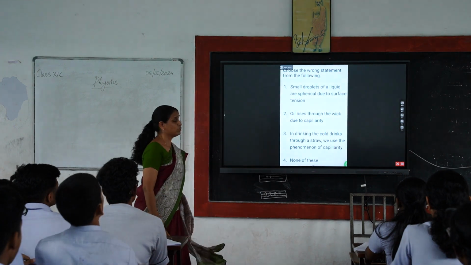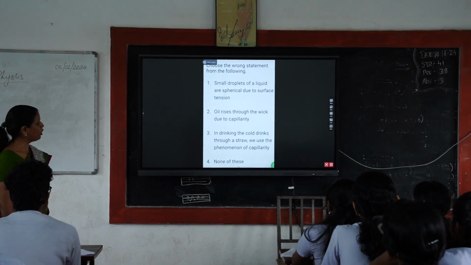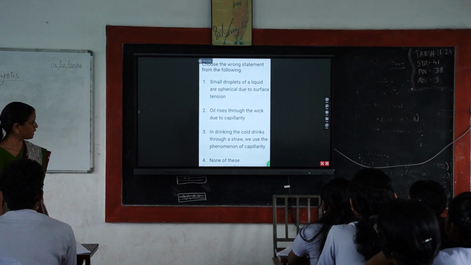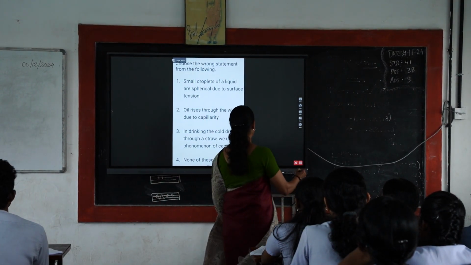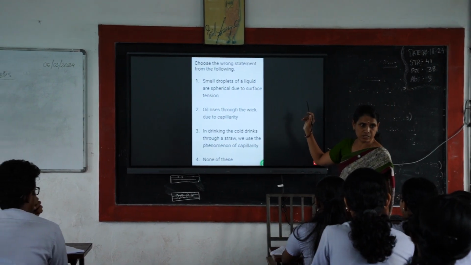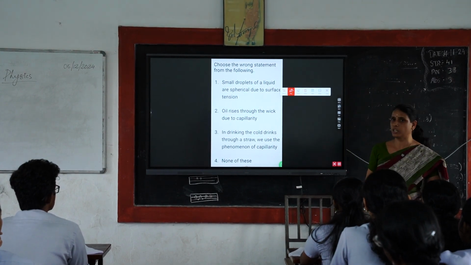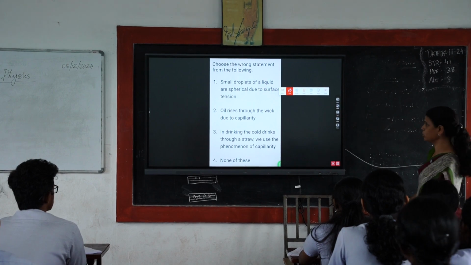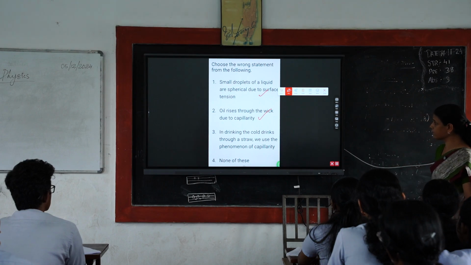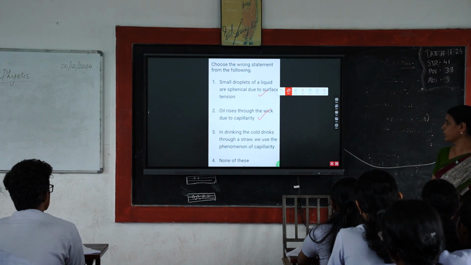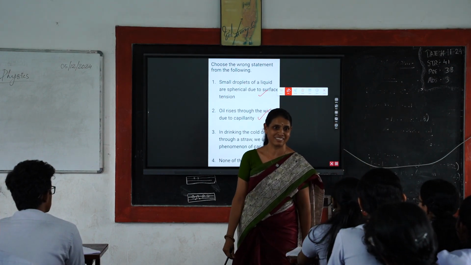Yes. Choose the wrong statement from the following. Small droplets of liquid are spherical due to surface tension. Is it correct or not? It's correct. Then oil rises through the wick due to capillarity. That is also correct. Then the next one, in drinking the cold drinks through the straw, we use the phenomenon of capillarity. That's not there.